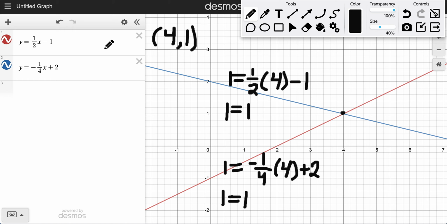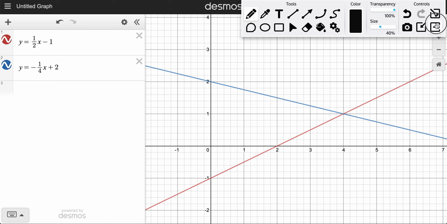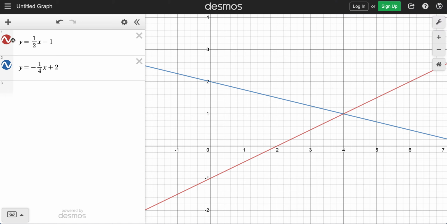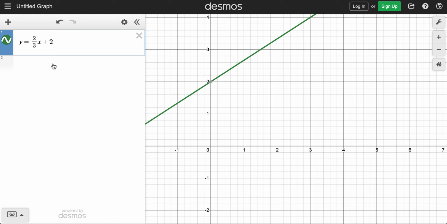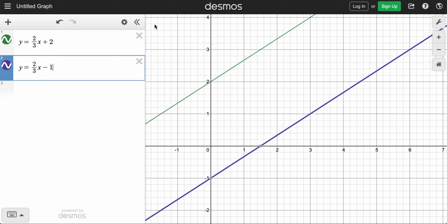Okay, let's talk about a few more types of answers you may see before we wrap this up. Let's clear off here. I'm going to use different equations now, so let's get rid of those for the time being. Let's take a look at something like this: y equals 2/3 x plus 2, so it's on the screen, and then y equals 2/3 x minus 1.